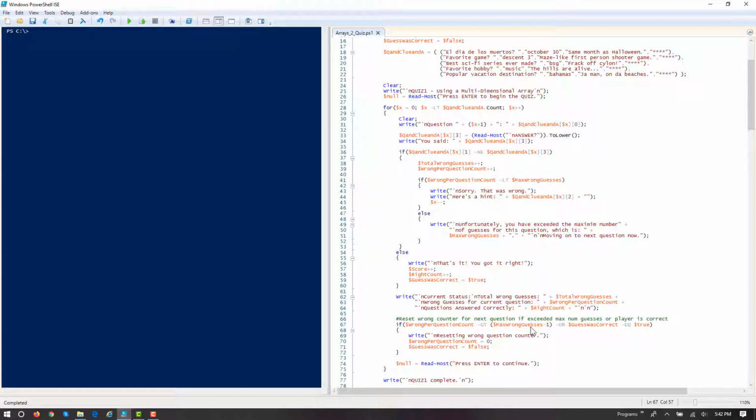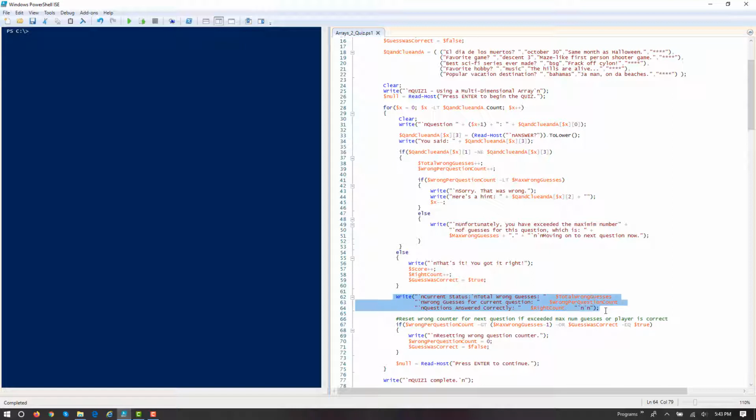But in this case, they've exceeded their max number of guesses, and so we need to reset the wrong per question count. Or if their guess was correct, and we set that to be true here, either way, we need to reset wrong per question count, and we're also going to change our Boolean and set it back to false. And the reason we have to do that, you might be saying, well, why don't you just reset wrong per question count here in this block of code when they get it right? But the problem is, if we did that, where that executes, if I reset it here, we would get an error in our display down here.